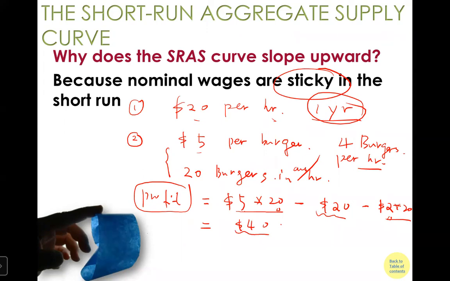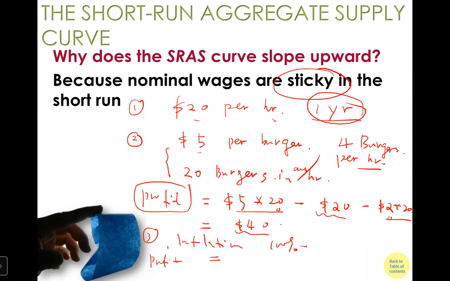Now go to step number 3: there's inflation. Let's make the calculation simple. Say, for example, we have 100% inflation. Then we can easily do the same calculation for the profit.